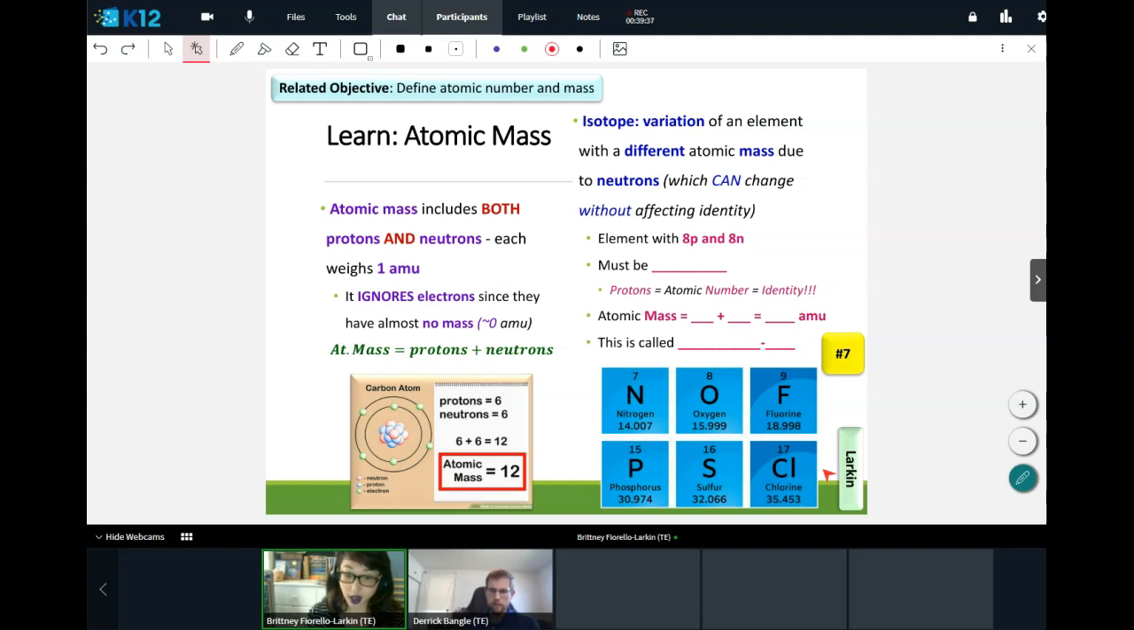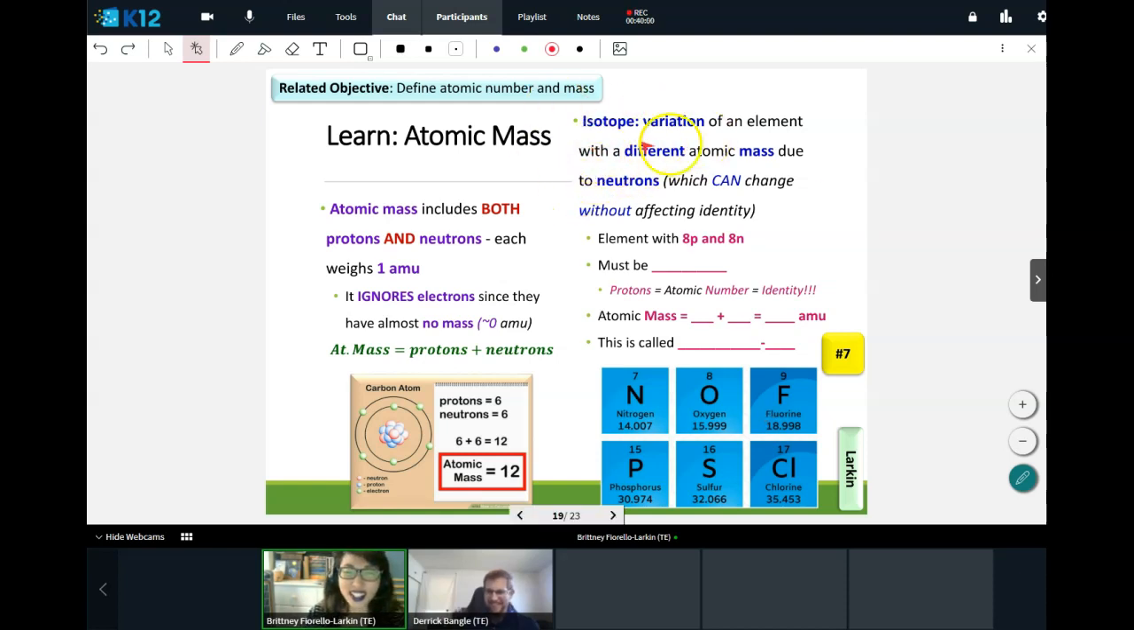Excellent. All right, so we're going to actually practice this. Keep in mind that when we talk about atomic mass, we ignore electrons. Electrons are not in the nucleus. They have negligible or almost no mass. So they are on the outside. We don't care about them. We only care about the protons and neutrons for atomic mass. They're the only things that actually have a big amount of mass.